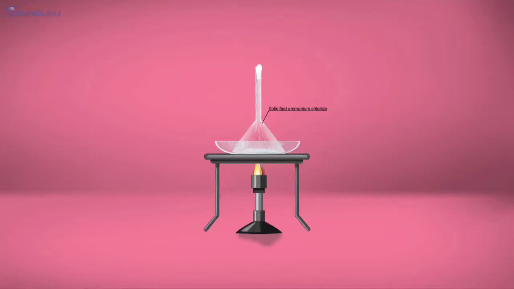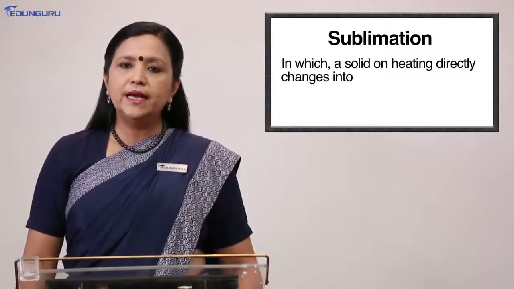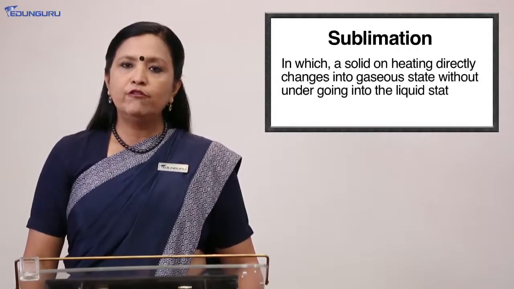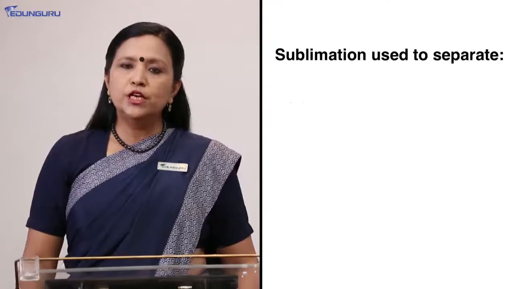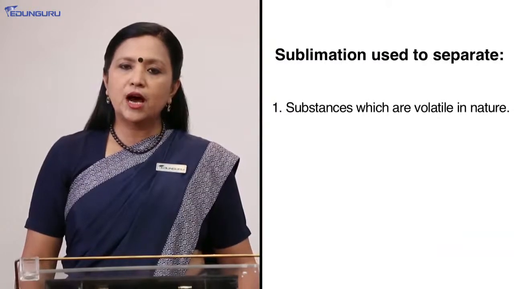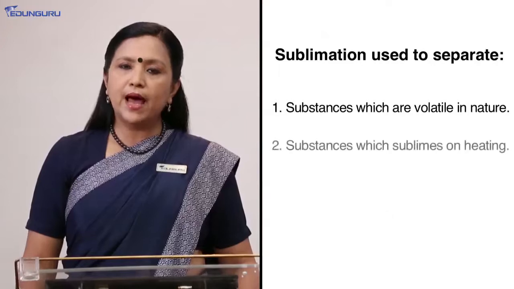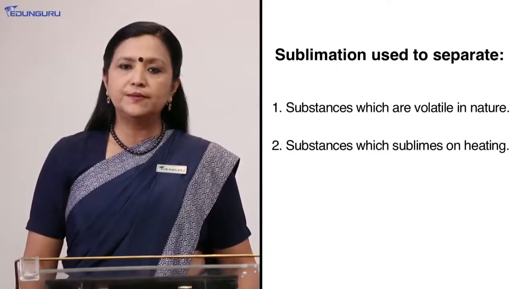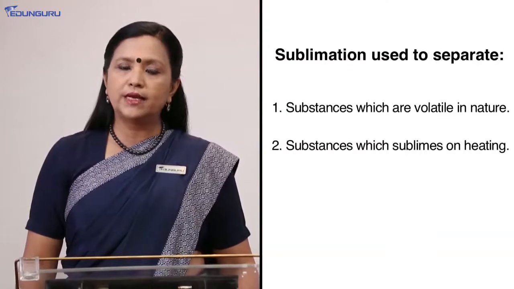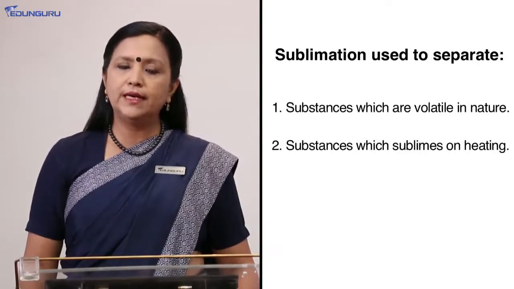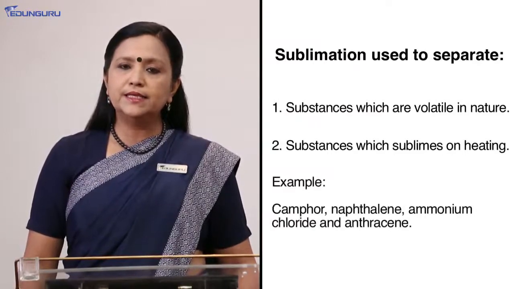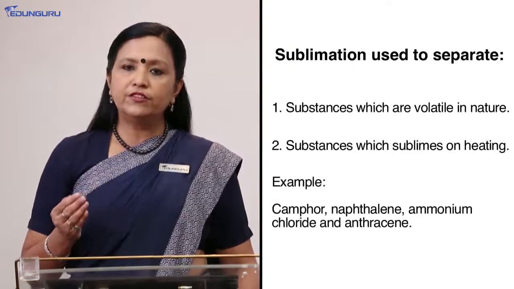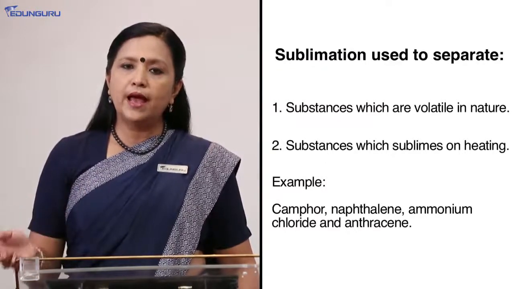So, this method in which a solid on heating directly changes into a gas without changing into the liquid phase is known as sublimation. This method of sublimation is used to separate substances which are volatile and which sublime on heating from substances which are not volatile and do not sublime on heating. This method is used to separate substances like camphor, naphthalene, ammonium chloride or anthracene.